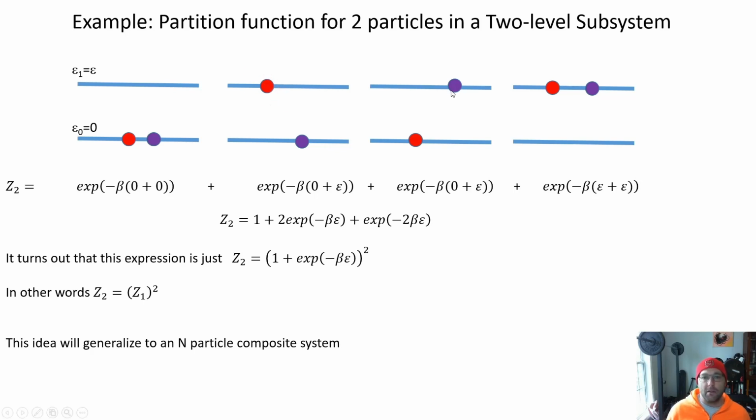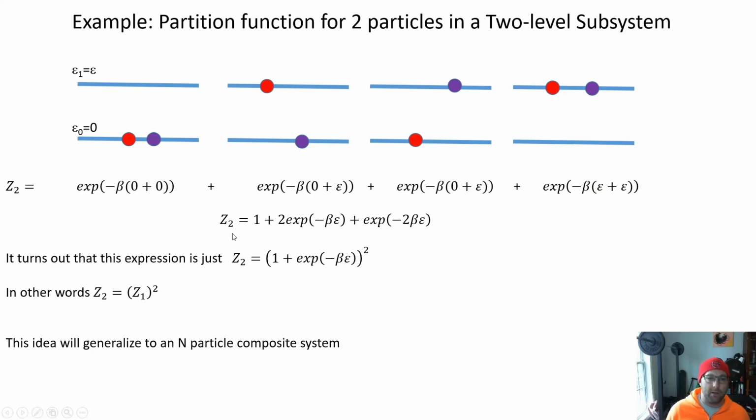And we get the exact same Boltzmann factor when the purple and the red are switched. But that's not redundant in this circumstance. Even though these Boltzmann factors for these two diagrams are the same, they still need to be added together in the distinguishable composite partition function. That's important to think about. And then finally, when we put them both up here, we get a total energy of 2 epsilon, and so we get a Boltzmann factor e to the minus 2 beta epsilon.